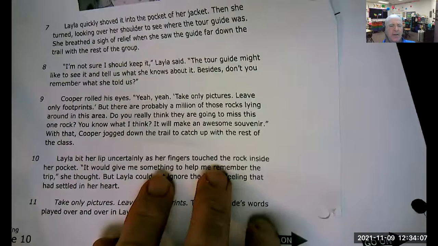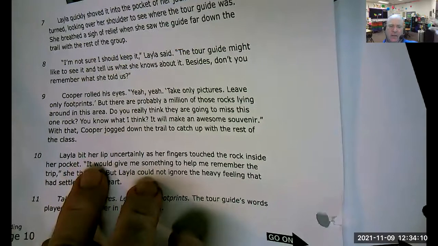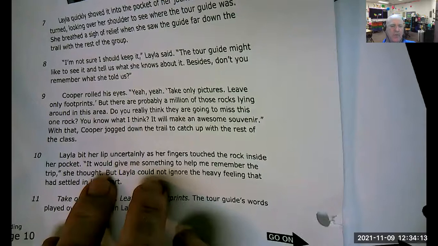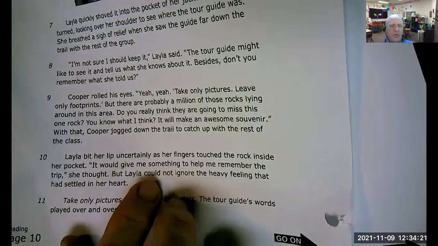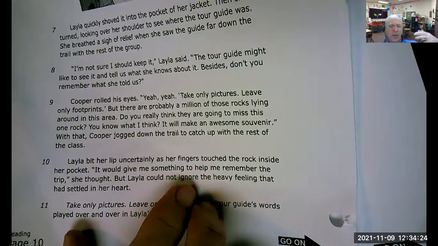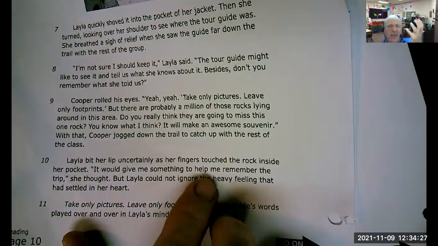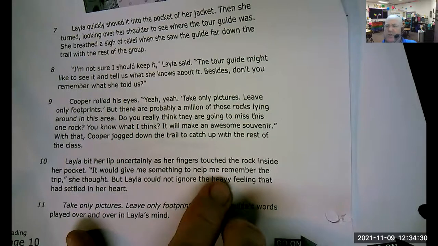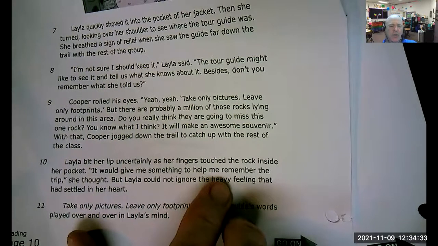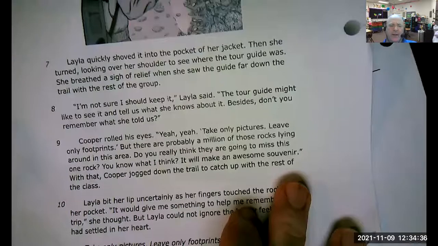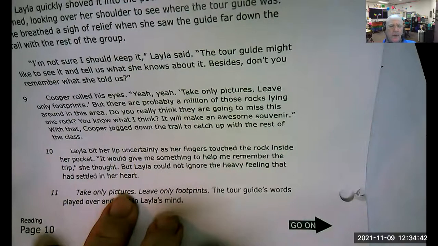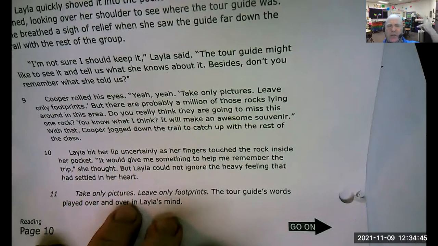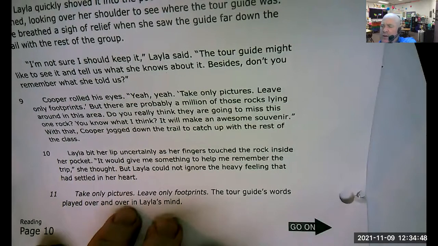"Layla bit her lip uncertainly as her fingers touched the rock inside her pocket. It would give me something to help me remember the trip, she thought. But Layla could not ignore the heavy feeling that settled over her heart." So those are emotions. She could have said she got sad, but she describes a heavy feeling that's settling, that's showing her emotions. She gets to remind you of what the tour guide said. "Take only pictures, leave only footprints. The tour guide's words played over and over in her mind." So they're letting you hear her thoughts, what's going on inside her head.